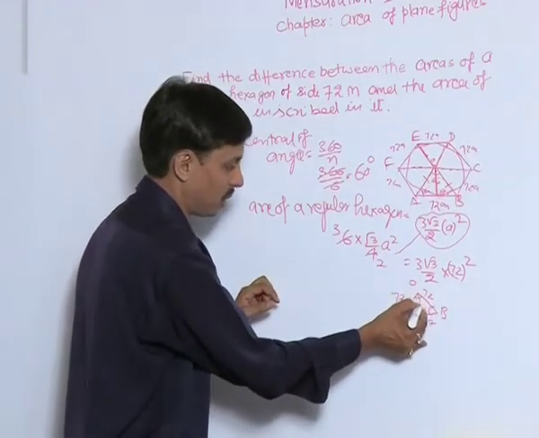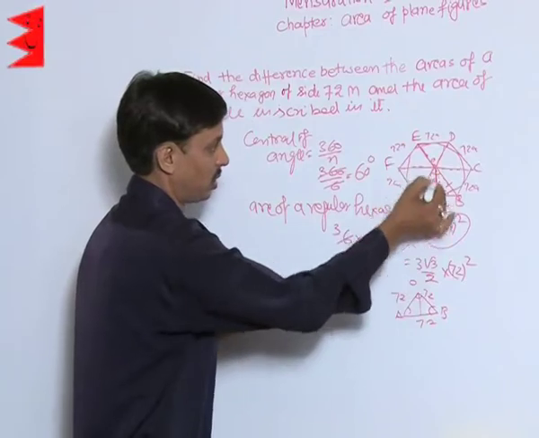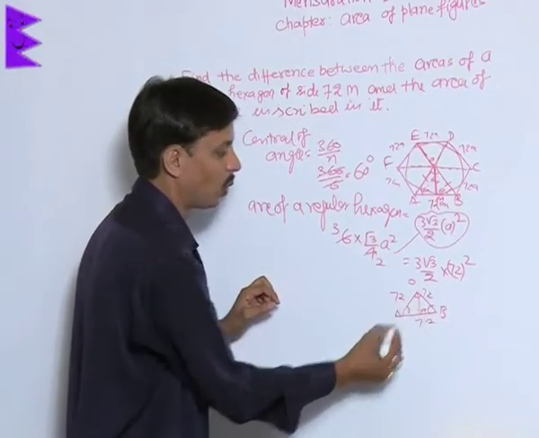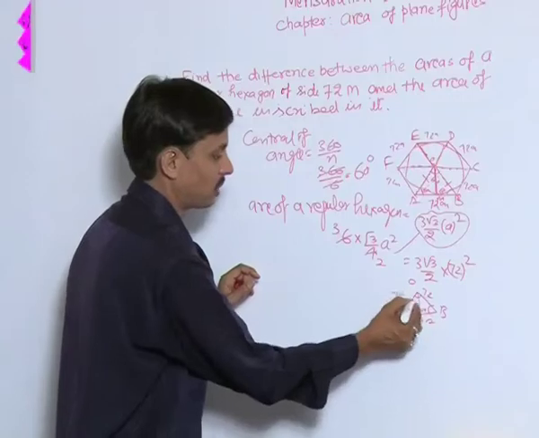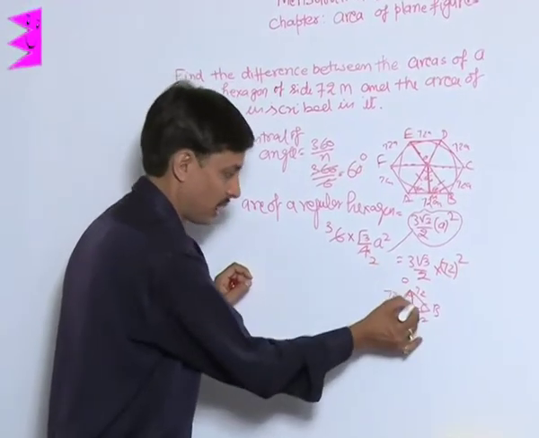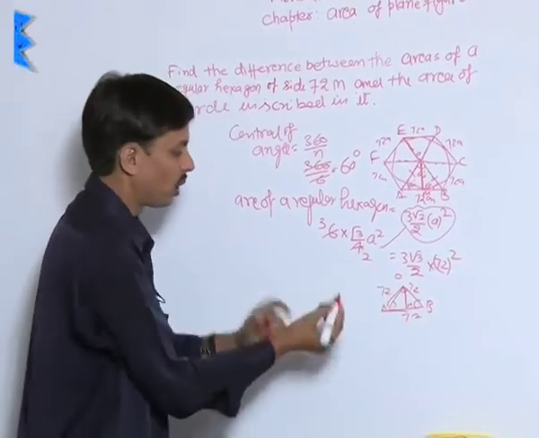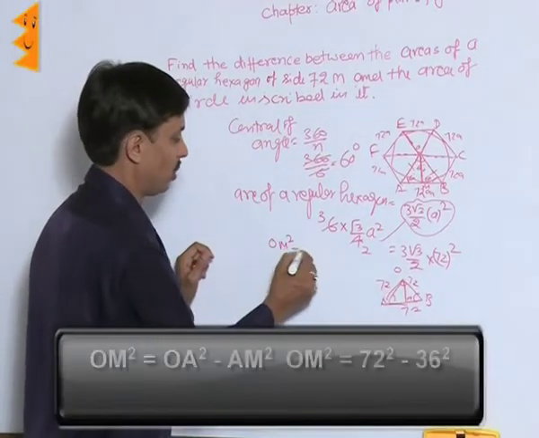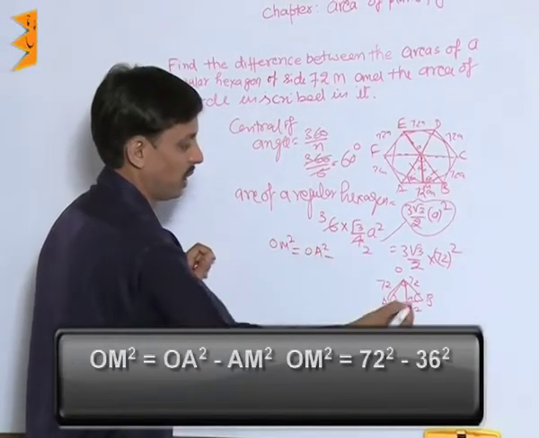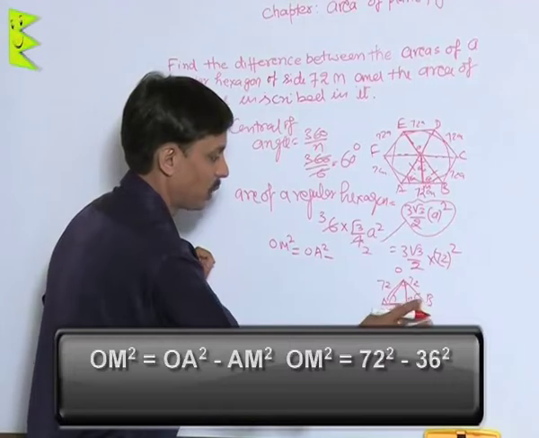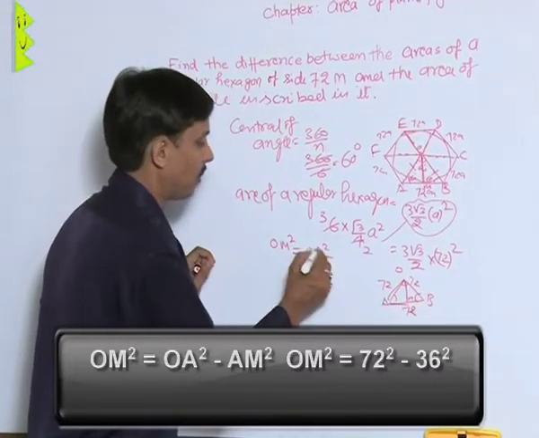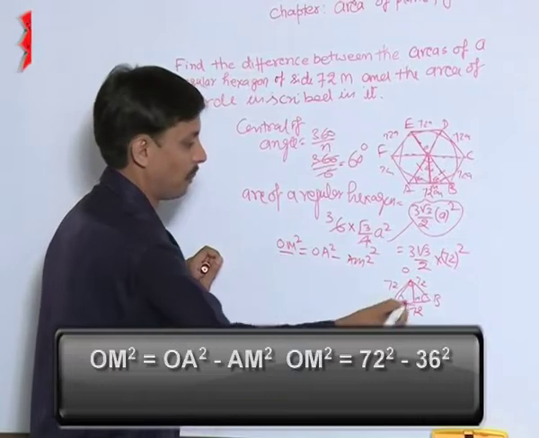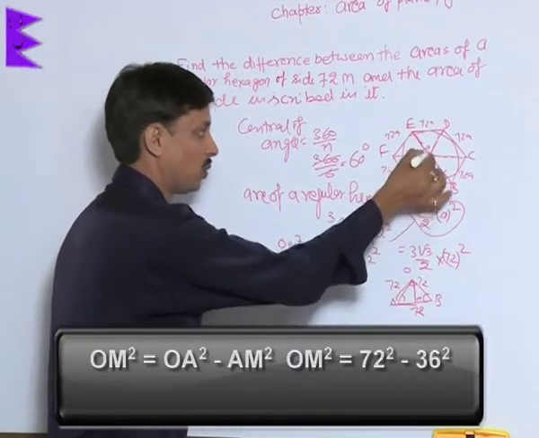So I have drawn one perpendicular, suppose OM. OM I want to calculate. So this is 36, this is 72. In order to calculate OM, I can say OM square is equal to OA square minus AM whole square. I want to find OM perpendicular, which is equal to the radius.